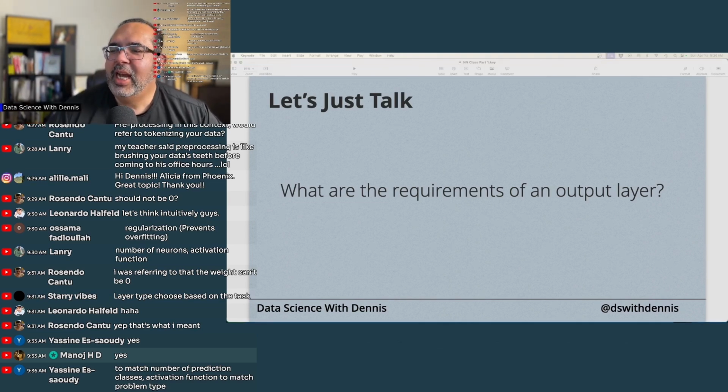I love that. So Yassine says to match the number of prediction classes, activation functions to match problem type. So what Yassine is basically saying there is you're going to have a node for all of your possible results.